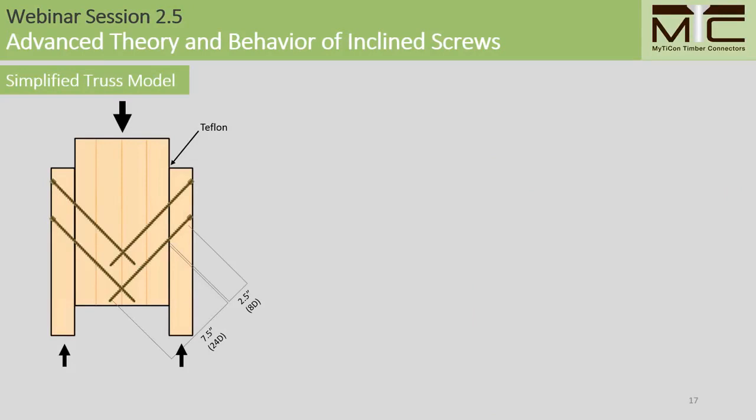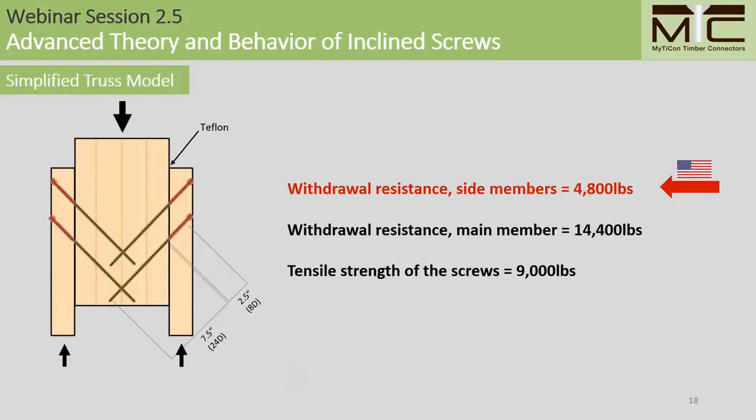So first off, looking at the specimen where we have 8D thread penetration in the side member. Using American allowable stress design values and setting the contribution of friction to 0 on account of the fact that we use Teflon in our testing, we get a short-term lateral design value of 4,800 pounds for 8 screws, where the failure mode is characterized by the withdrawal of the screws in the side member.